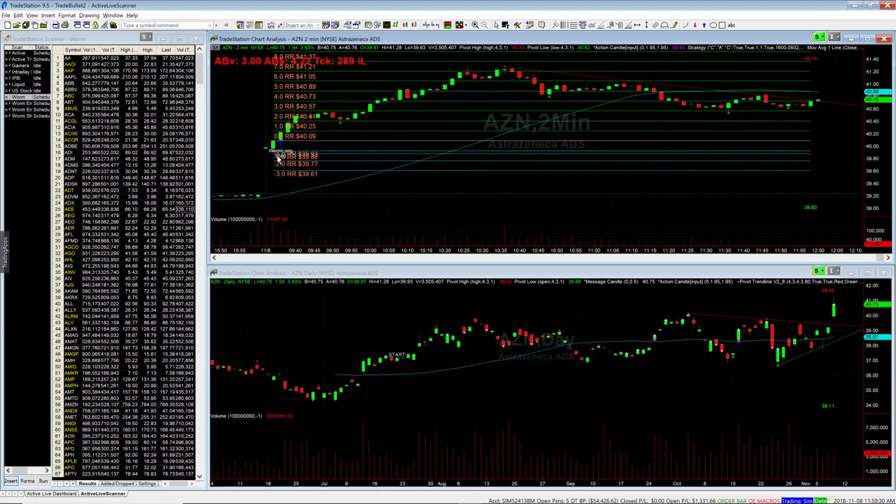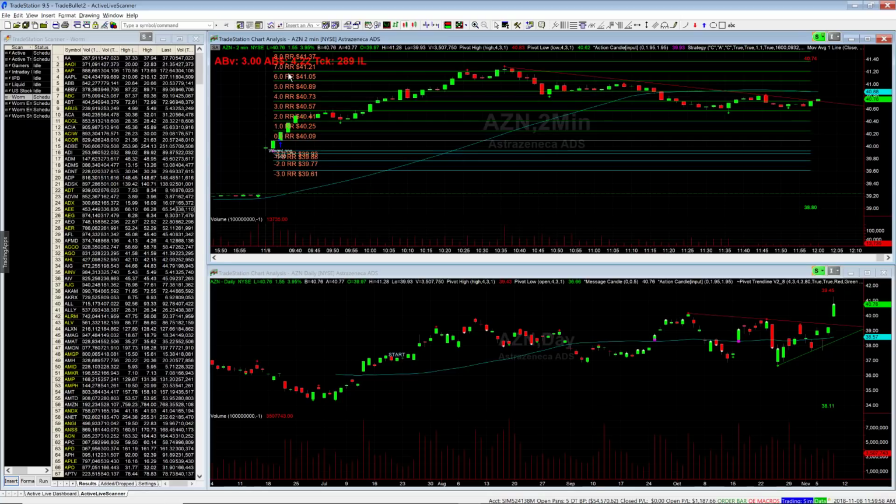Now, the risk of the trade is the difference between the closing price of that 2-minute candle and the low of that 2-minute candle. So we call that the risk. And then the reward is the multiple of that risk amount. You can see that after the entry signal, the stock moved higher and topped out at just over 7 RR. That means at that point it was up 7 times the risk.